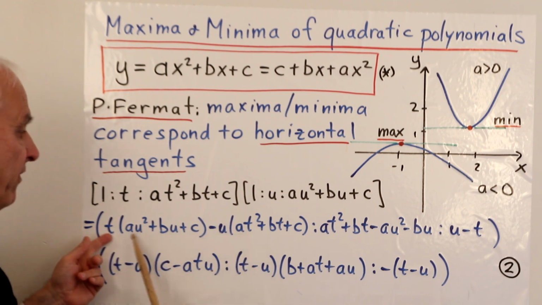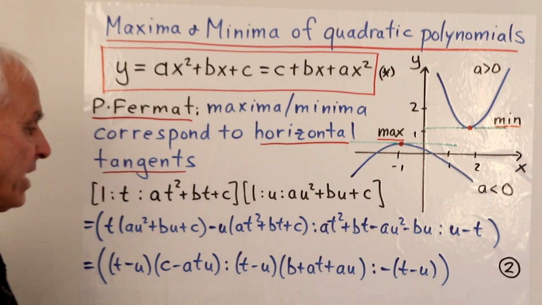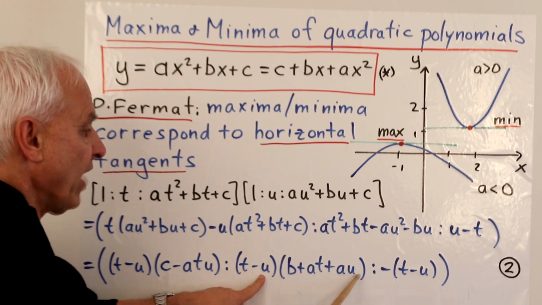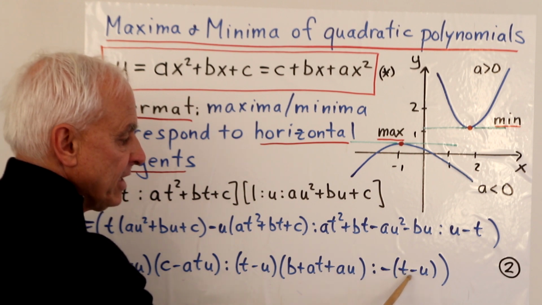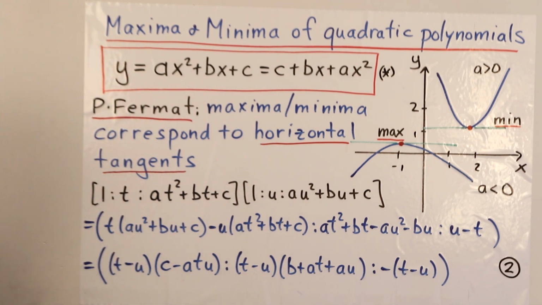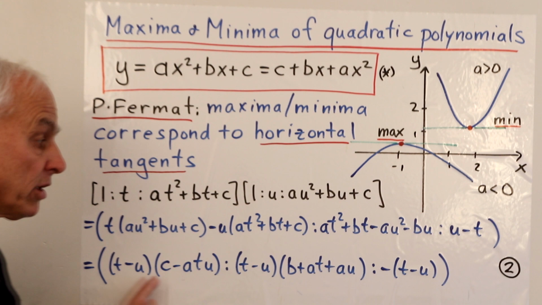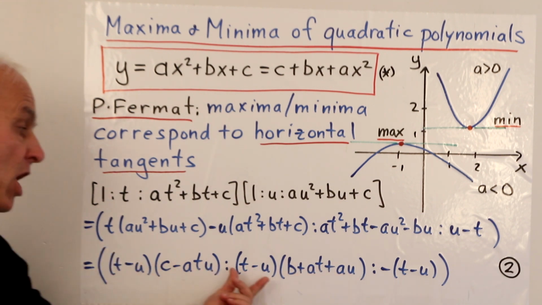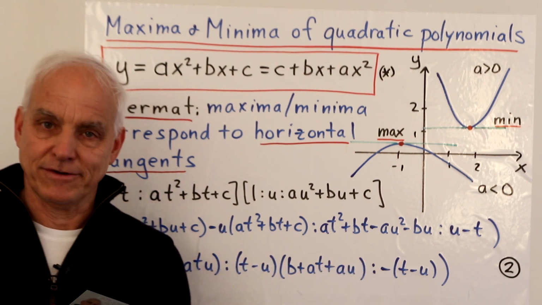So what happens when you simplify this and factor it? When you simplify this and factor it, you get t minus u times b plus at plus au. And here we just rewrite it as minus t minus u. So we're in a happy position now because we can then remove the common factors of t minus u because this is all in projective coordinates. Okay? And t minus u is a non-zero factor. It's common in all 3 terms, so we can eliminate that.